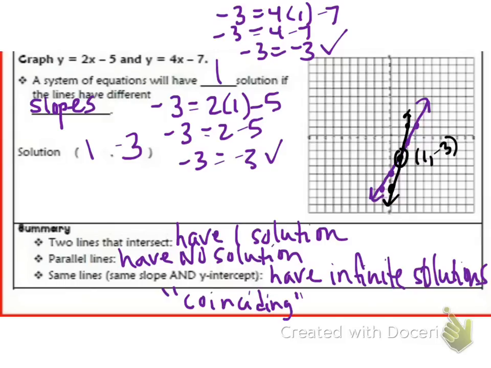So at this point, you should be ready to complete practice 1, 2, and 3 for solving systems of equations by graphing. Just make sure you refer to these notes if you get stuck.